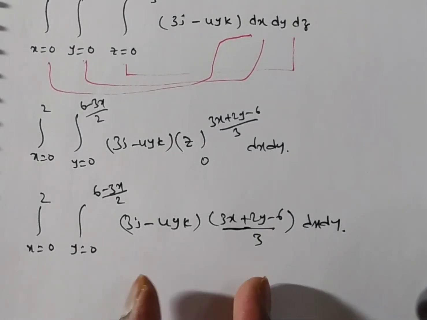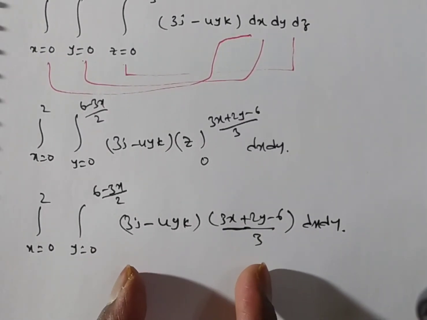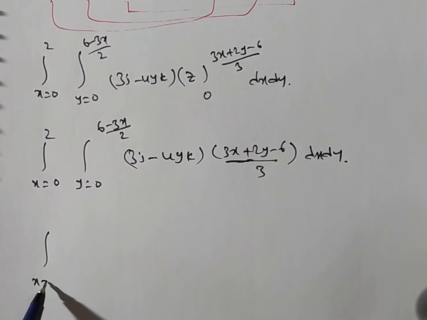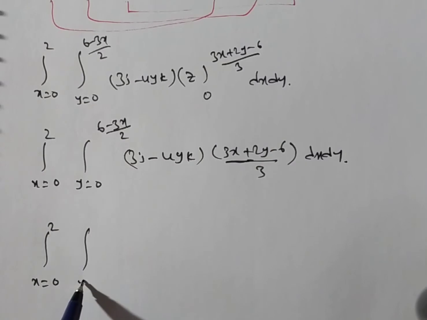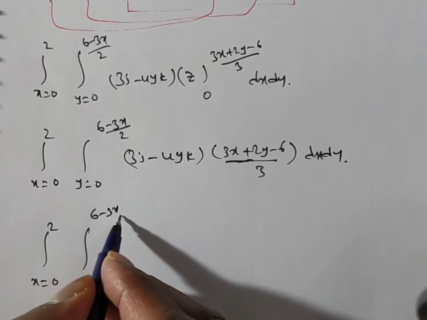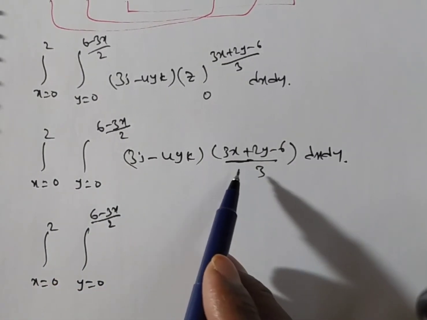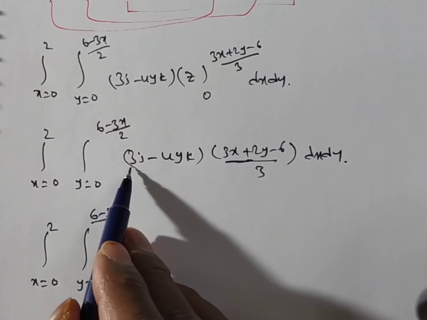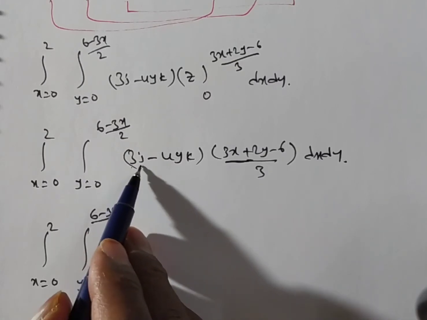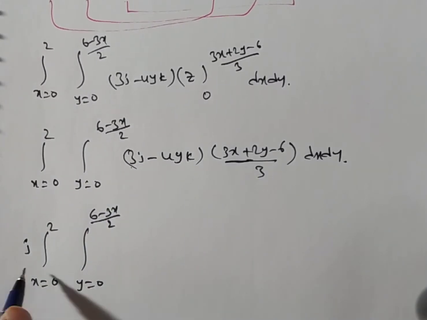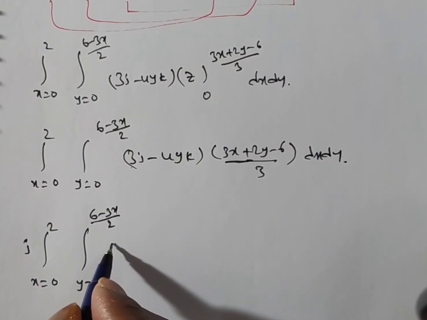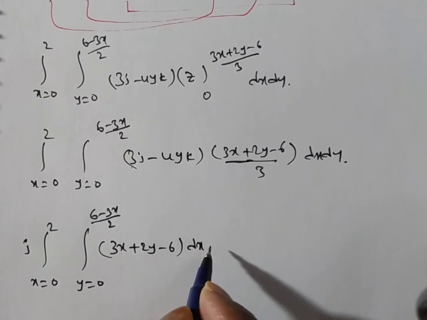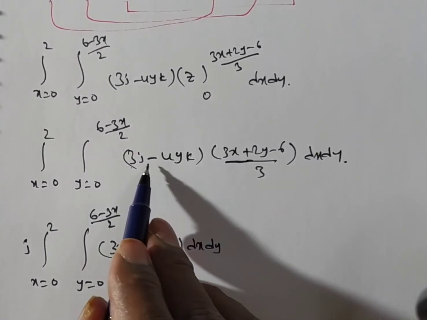Friends, you see it is a product of two terms, so I am separating these two terms. If I separate, then I will have the integral x = 0 to 2 and the integral from y = 0 to (6 − 3x)/2. Now you see this is okay. First, 3j times this: you have 3 in the numerator and denominator, so I am taking it outside. j is also constant, so I can write outside j times this integration of (3x + 2y − 6) dx dy. Next, what is the term you have?